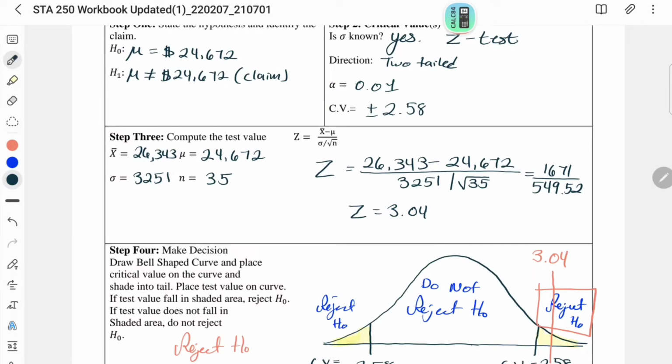Let me erase that. Let me put it back. I'll erase it when I'm done, when I post this as a PDF.